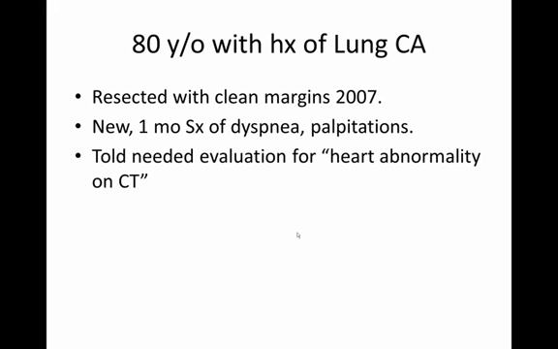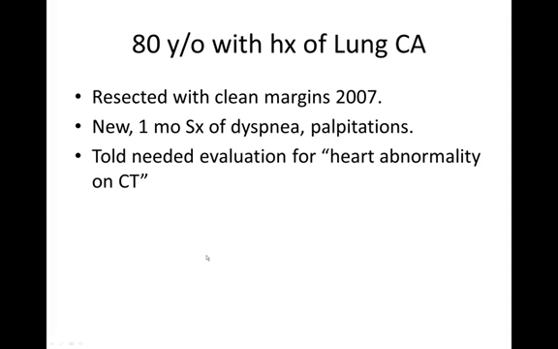This is just for fun. An 80-year-old female sitting in clinic. She had stage 1 lung cancer. So Vaporcian, you know who that is, Dan, basically cleaned her out. She was a success, a survivor, basically cured in 07 with a wedge resection of her lung.